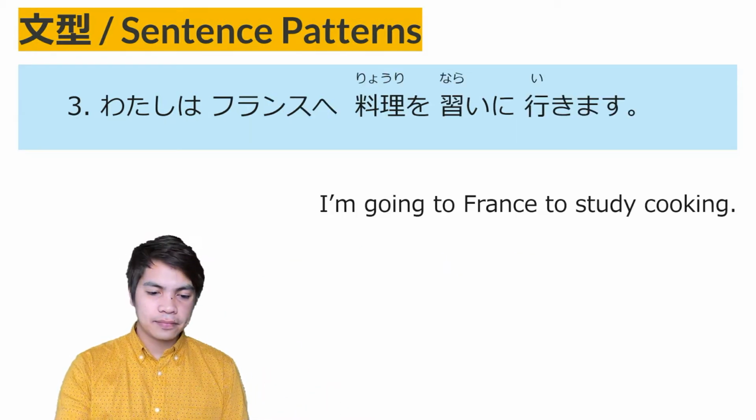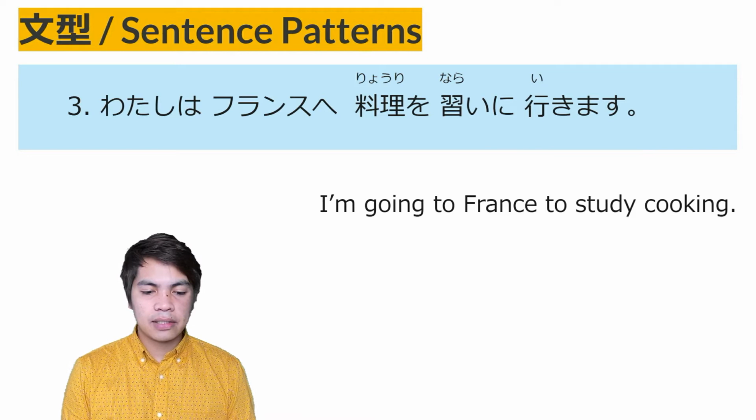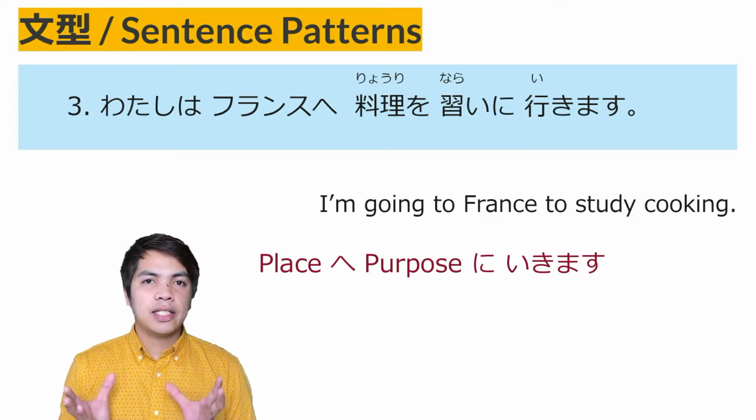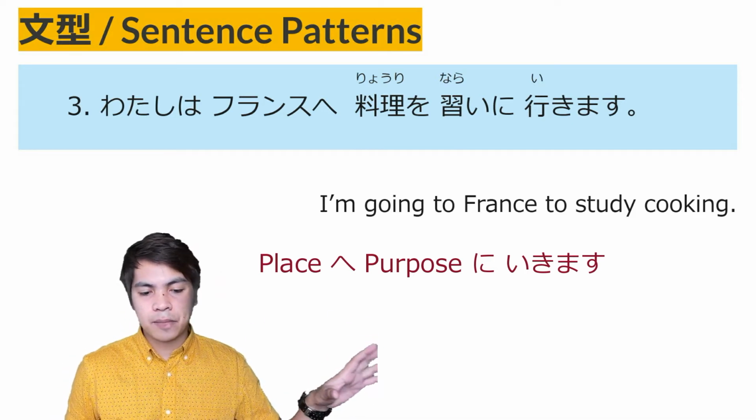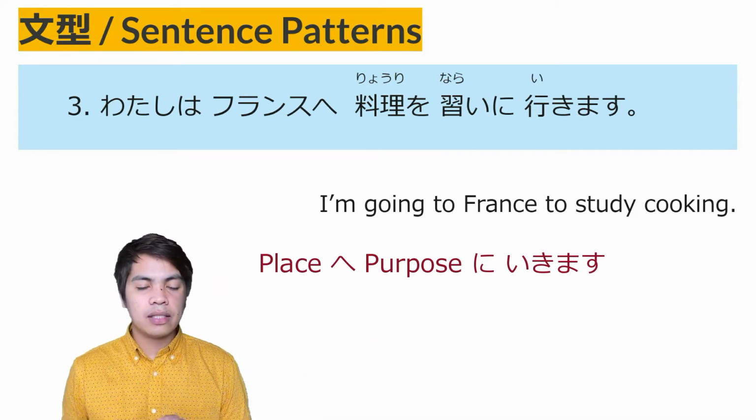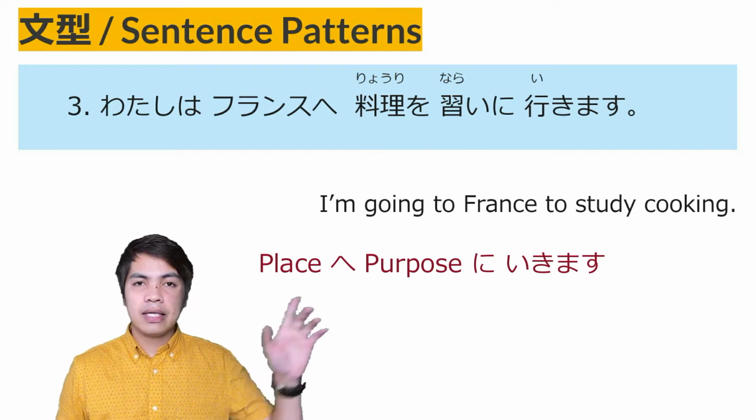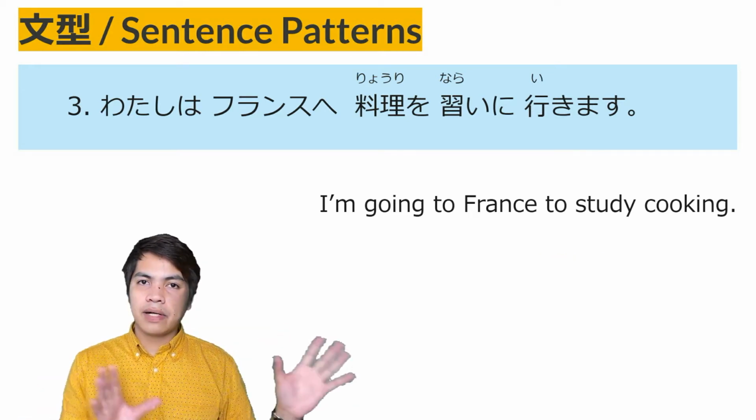Number 3, watashi wa Fransu e ryori o narai ni ikimasu. This sentence pattern expresses your purpose in going to a place. In this example, watashi wa Fransu e ikimasu, I will go to France.